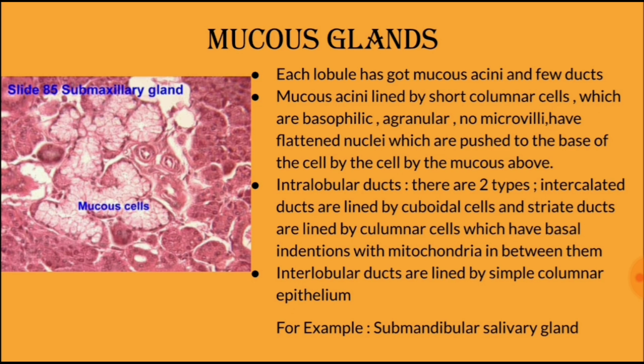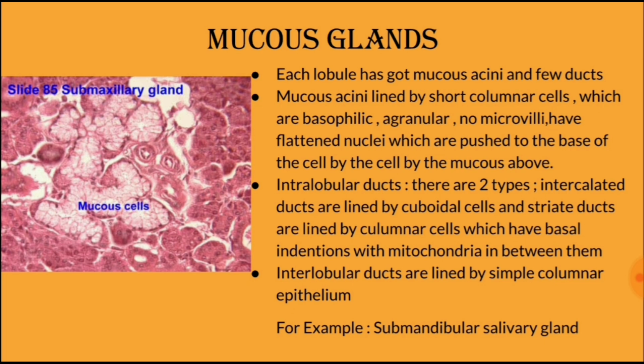Okay, so the intralobular ducts have two types of ducts, which are intercalated, as I told in the previous one, wherein you have cuboidal cells aligned near the intercalated duct. In a striated duct, you have columnar cells similar to the serous glands. Now, moving to the interlobular ducts, these have simple columnar epithelium. So, the interlobular ducts are lined by a columnar epithelium.